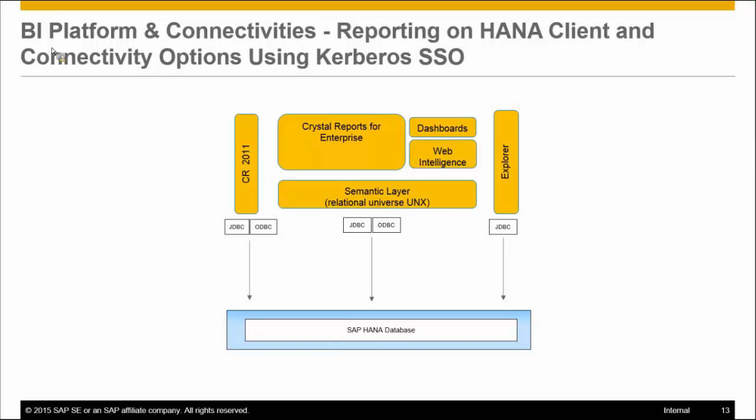Here you can see a quick diagram of the different blocks connecting to each other. So at the top level you can see the front-end tools. Then the middle layer with all the middlewares and connectivity plugins using JDBC or ODBC. Keep in mind that for some of the technology we use the UNX layer or UNV layer, which is called the semantic layer. And then at the bottom you can see the HANA database which you are connecting to.